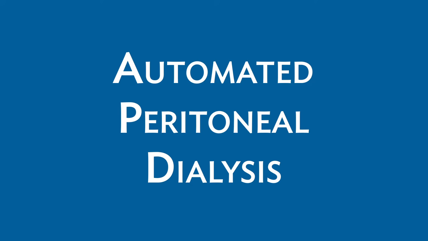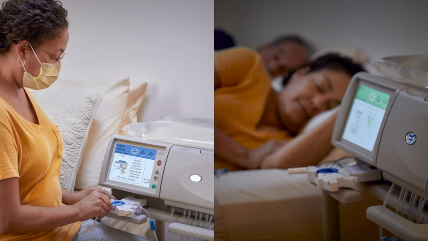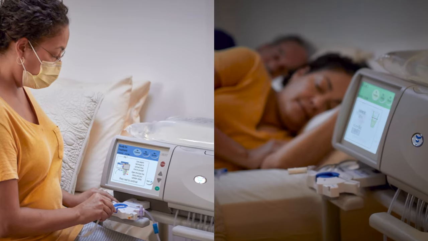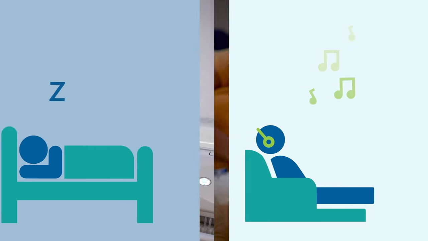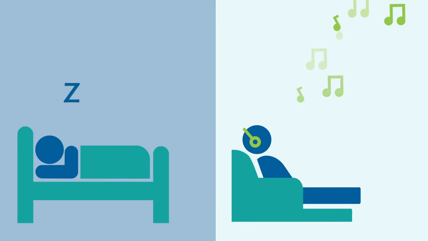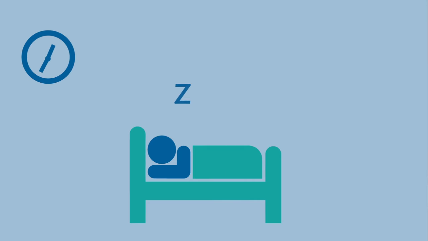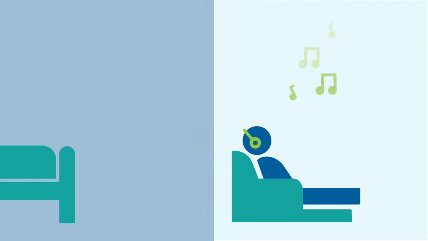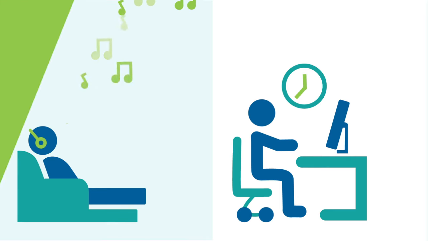The second type of treatment is called automated peritoneal dialysis, or APD. It's sometimes called continuous cycling PD, or CCPD, because it uses a machine called a cycler to perform dialysis. With this type of PD, you still choose the time and place for your dialysis session. You might choose to do your dialysis in one long session while you sleep. Or you might prefer to schedule multiple shorter sessions at times that fit your schedule.